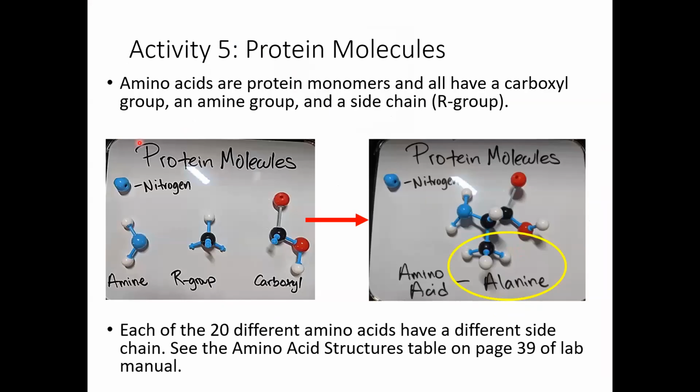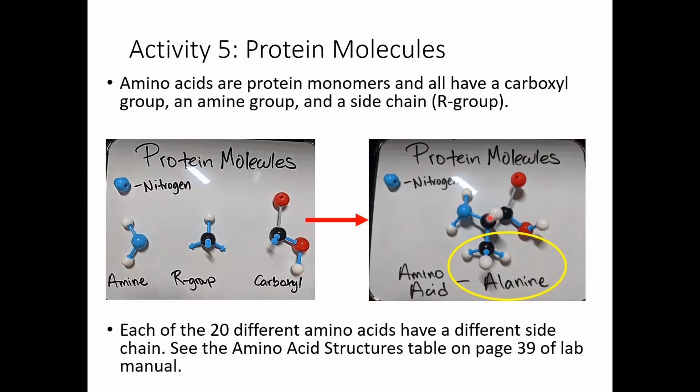And so, like I said, amino acids are protein monomers. They all have a carboxyl group, an amine group, and a side chain, which we refer to as the R group. So here you have your amine group, which is a nitrogen and 2 hydrogens. You have your R group. Here we just have the carbon with the hydrogen, and then you would connect your R group to this backbone. And then you have your carboxylic acid or carboxyl group, which is a carbon, 2 oxygens, and a hydrogen. So you combine these together, which is shown here.